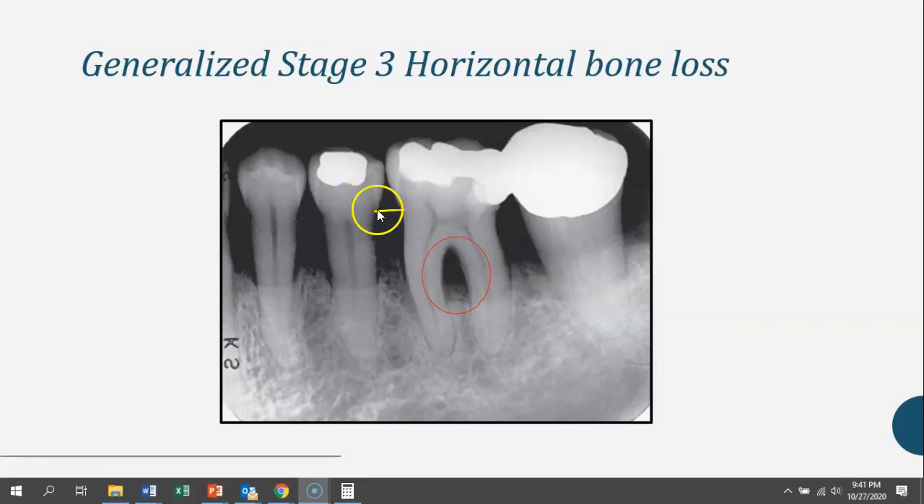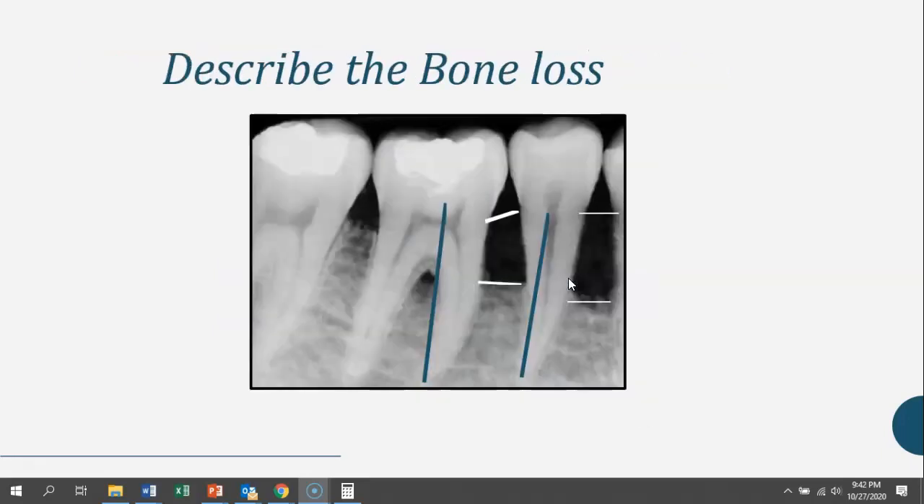But you can see up here this yellow line. This is where the CEJ is. So the bone used to be roughly right in here, and it's really dropped. But this is significant right through this furcation. There's the other little yellow line. So roughly that much bone has been lost.